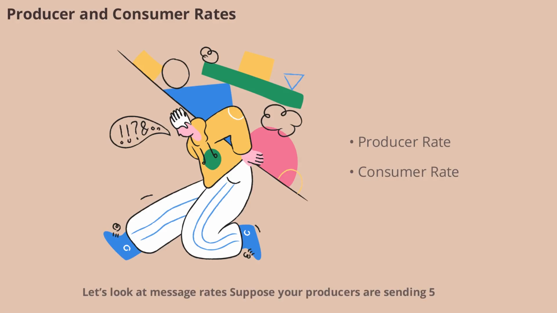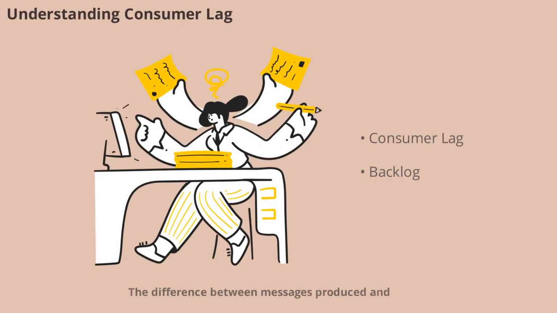Suppose your producers are sending 5,000 messages per second, but your active consumers can only process 4,000 messages per second. This mismatch creates a backlog of unprocessed messages, which can grow quickly if not addressed. The difference between messages produced and messages consumed is called consumer lag. In our example, there's a lag of 1,000 messages per second. These unprocessed messages remain in Kafka, waiting for consumers to catch up. Over time, this lag can grow, potentially leading to delays or even data loss if not managed properly.